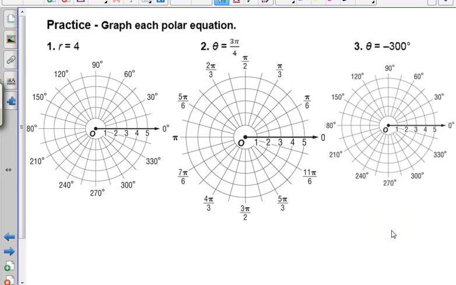Oh, here's the ones you have. Okay, what's the first one? Radius of 4. I'll amuse you by attempting. That's not my worst one. Okay. What's this one? 3 pi over 4. Oh, that's not on here. Where's 3 pi over 4? This is 1 pi over 4, 2 pi over 4, 3 pi over 4. Okay. And it's a line, right? Negative 300 is around to 60. And is this a line or a circle?